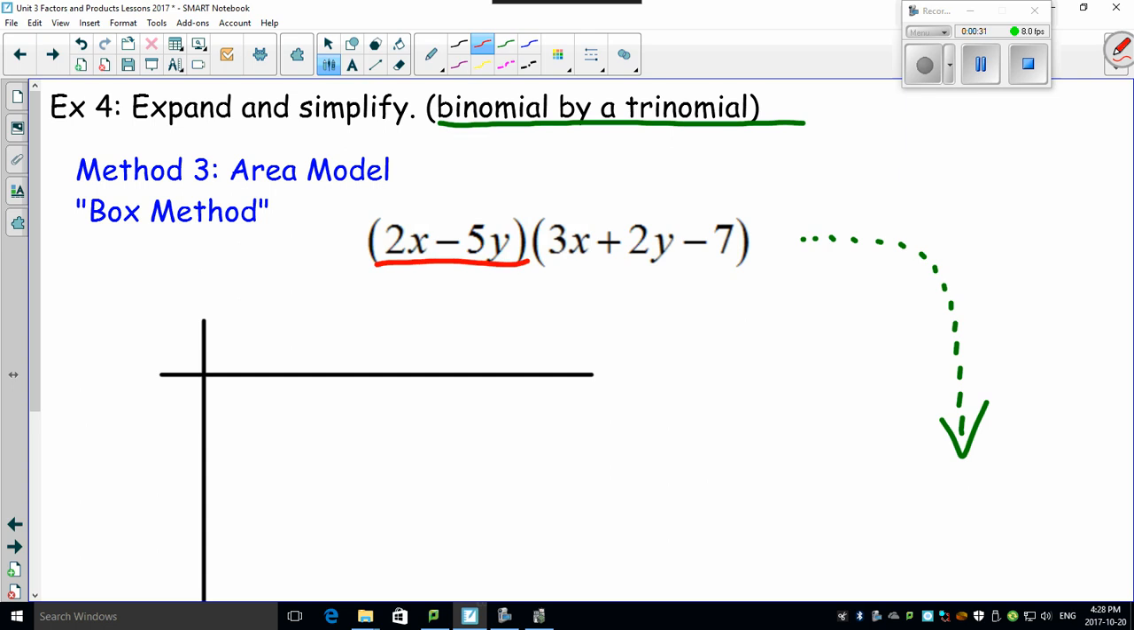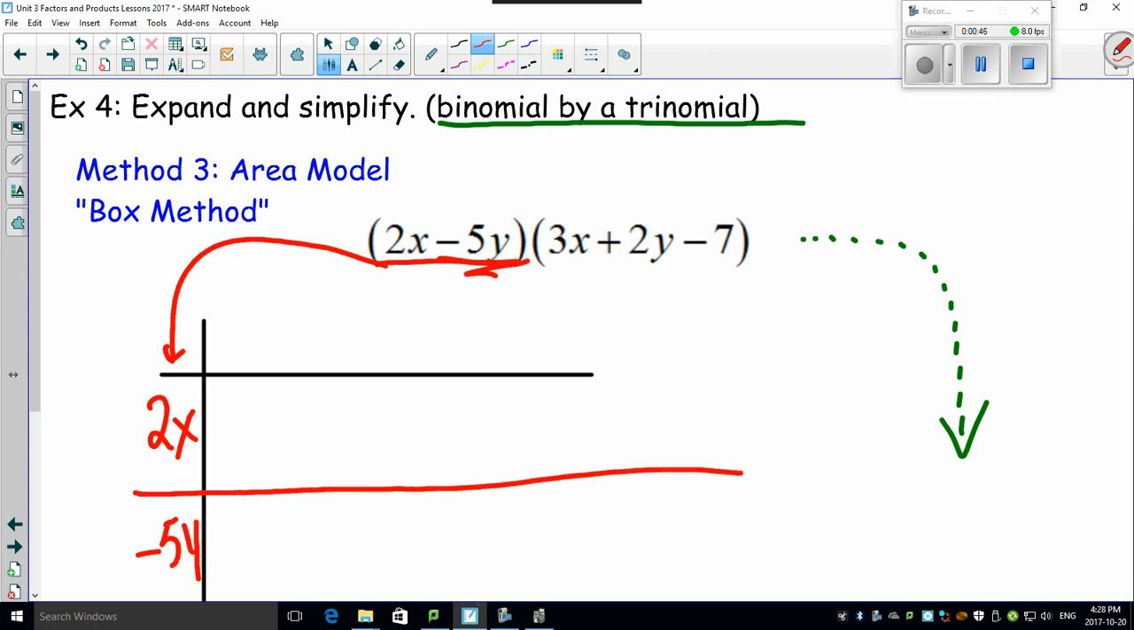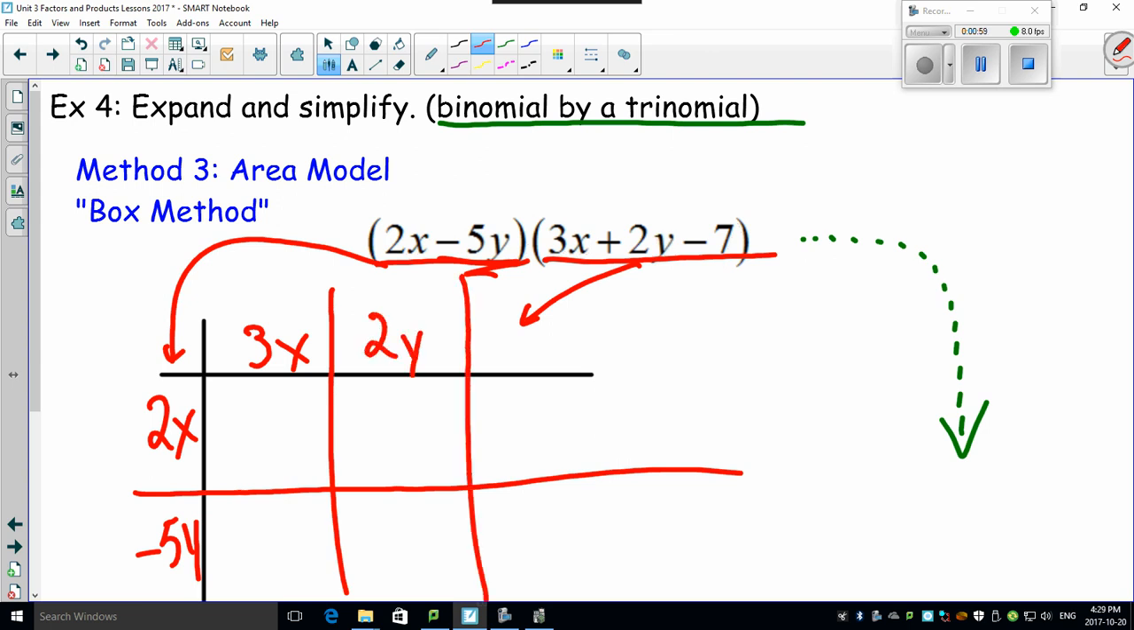I'm going to take this guy, I'm going to write it here. So instead of using the tiles now, I'm just going to write it the same way I did in the last podcast. I'm going to say this is 2x, there's minus 5y. And I'm going to put the nice little line all the way through. Now, check this out. I'm going to write this guy here. There's my 3x here. There's my plus 2y here. And there's my minus 7 here.